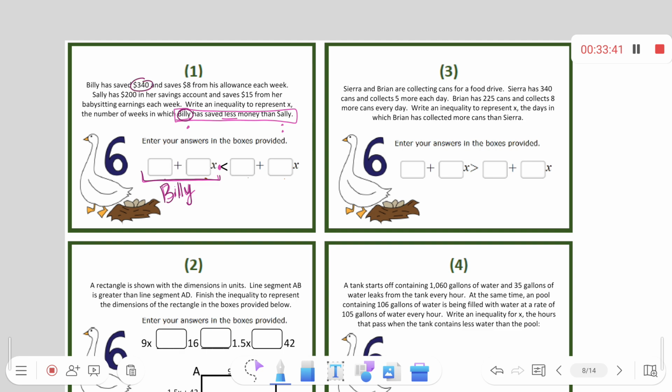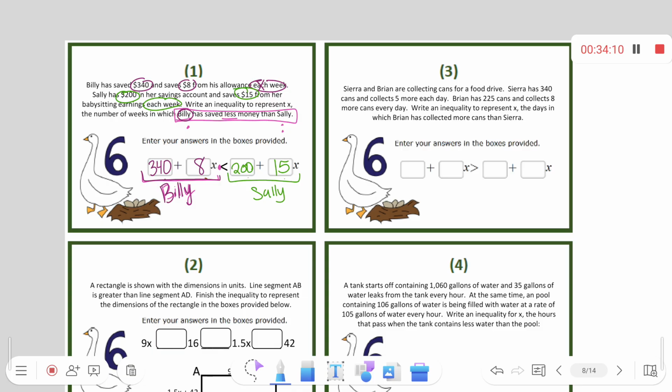has 340 and saves 8 each week. Every and per are your keywords for multiplying, so 8 goes by the x and 340 is by itself. Okay. And then Sally has to be the open side because we had to be less than. And Sally has 200 and saves 15 each week. So 15x, and then she's got 200 by herself.